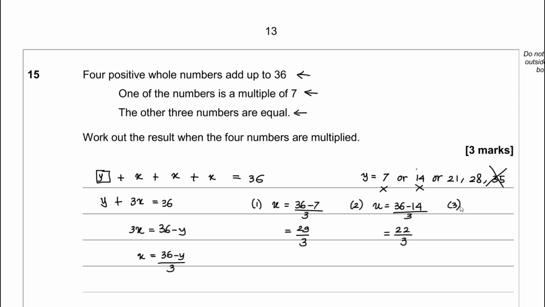Let's try with the third case. X is equal to 36, take away 21, and then divide by 3. Now 36 minus 21 is 15, and 15 divided by 3 is 5.